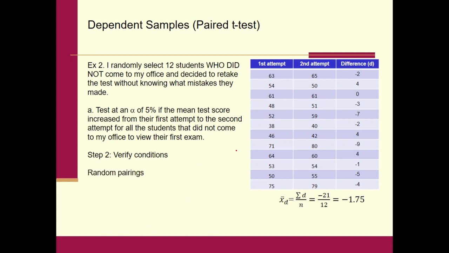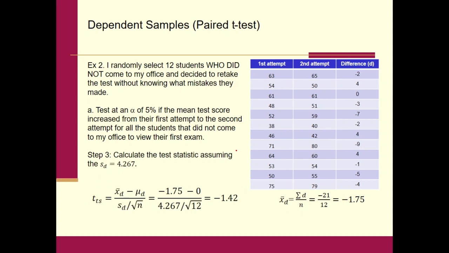Step 2, verify conditions. Again, we have random pairings. I just randomly picked people that decided to do this, and again, we would have to indicate the D's are normal, because the central limit theorem still doesn't apply. So we're going to assume that for our problem.